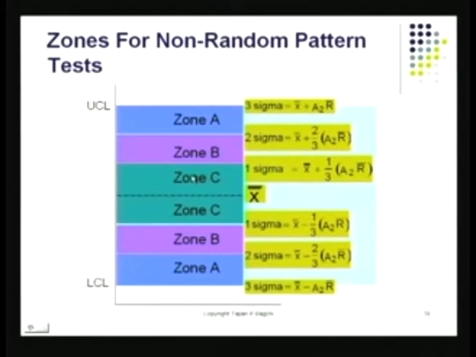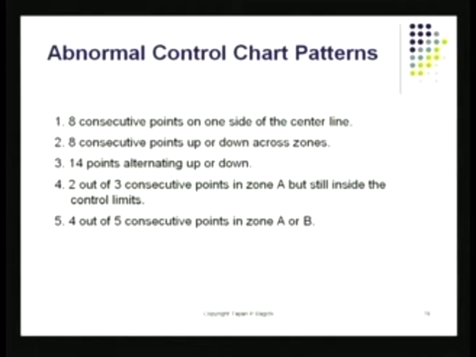And these are patterns that one should look out for, and we should try to see what could be done to try to prevent them. These are all going to be abnormal patterns. Some examples are given here. 8 consecutive points falling on one side of the central line, or 8 points running up or running down. These are also unusual patterns. 14 points alternating up and down.